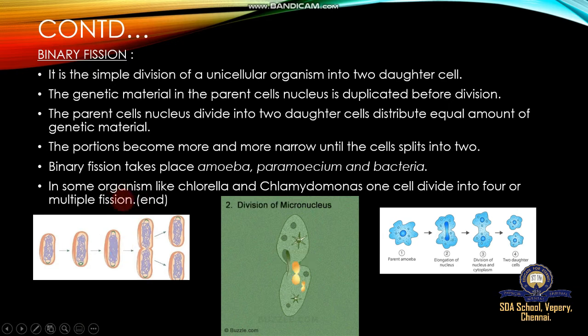What is multiple? Multiple means many, not one or two. One parent giving two daughters is called binary fission. One parent developing more daughters is called multiple fission. Multiple fission is common when conditions are unfavorable. In favorable conditions, bacteria, amoeba and paramecium divide by binary fission, but during unfavorable conditions these organisms divide by multiple fission.